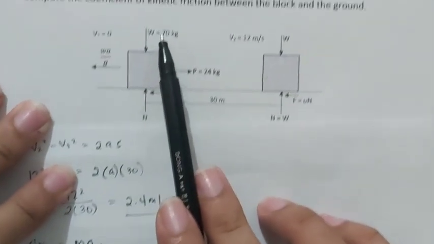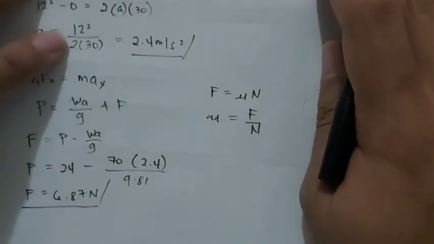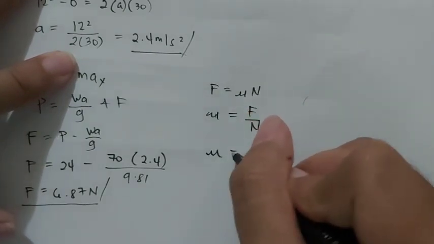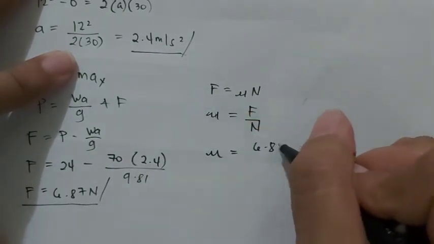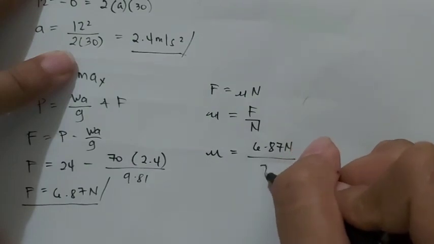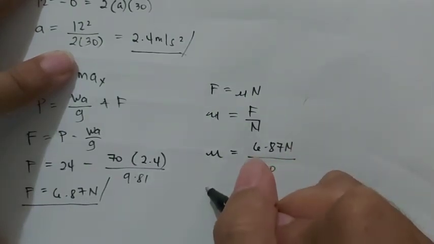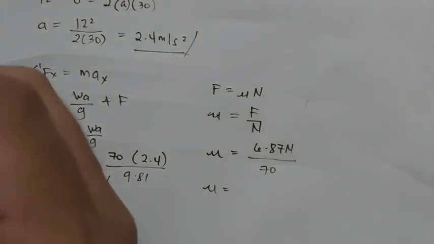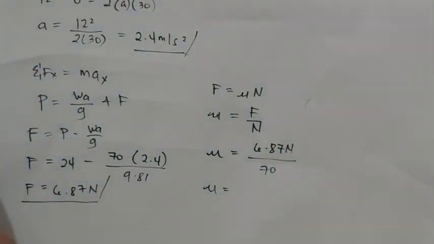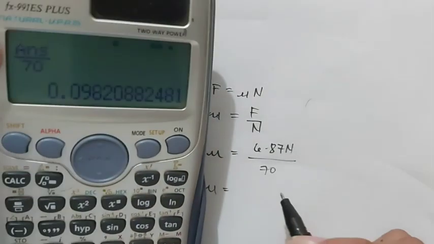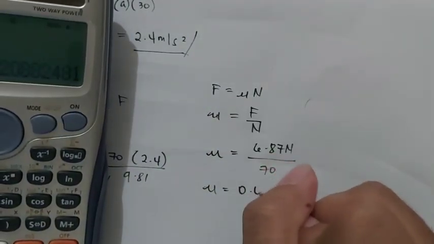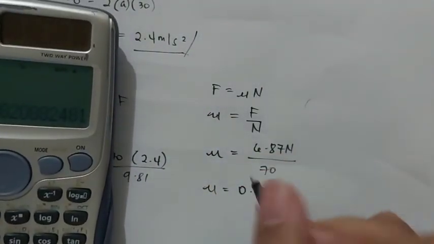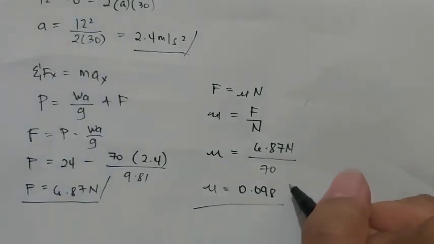So, ang weight natin is 70 kg. So, we have mu is equal to friction force, which is 6.87 Newton all over 70 kg. So, we have our coefficient of kinetic friction is equal to 6.87 all over 70 kg is equal to 0.098. Okay. So, we have 0.098. So, this is the final answer.